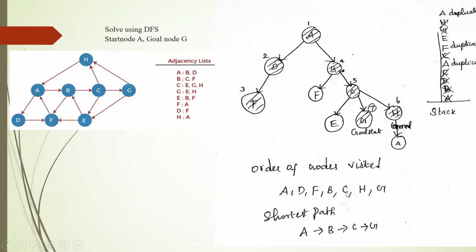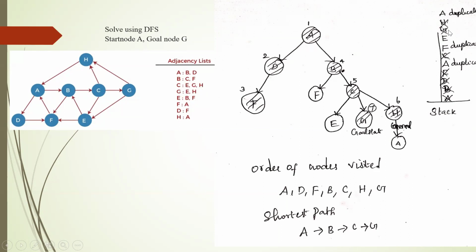If a node is considered visited, we have to add the children of C. What are the children of C? E, G, H. I'm writing E, G, H. At the top, we have H as the top node. So we are visiting the top node H. What is the child of H? A. So we are adding A to the stack. But A is already visited. That is considered a duplicate node.